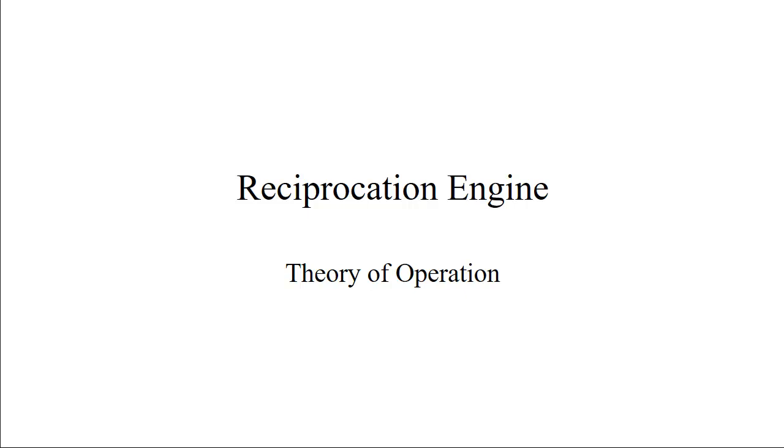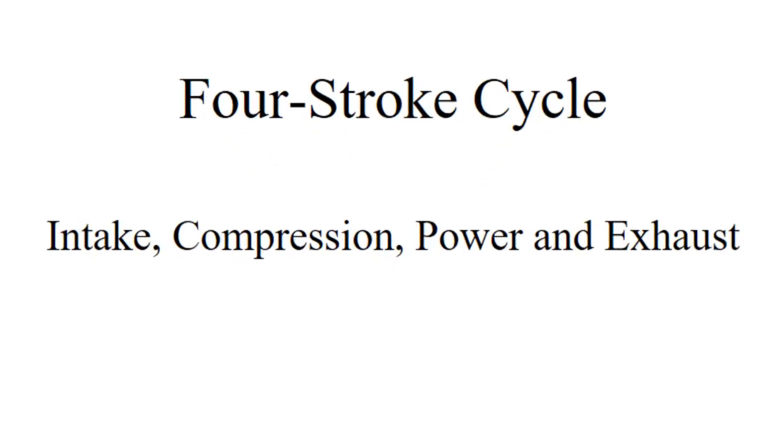Hi, welcome back. Today we're going to talk about recip engine theory of operation. Most general aviation recip engines operate on a four-stroke cycle. The four-stroke cycle refers to the strokes of the piston as it goes up and down within the cylinder. And each stroke in the four-stroke cycle has a name: intake, compression, power, and exhaust.